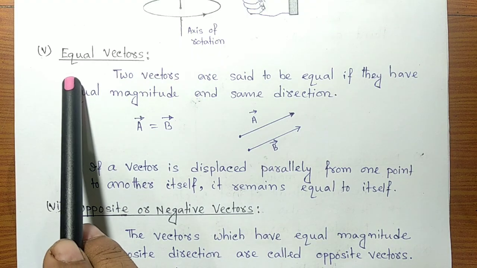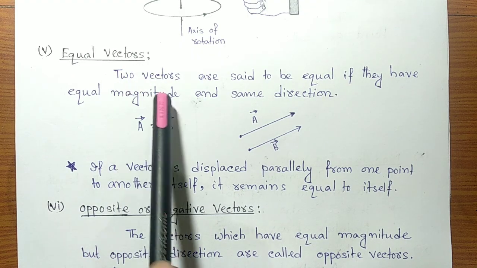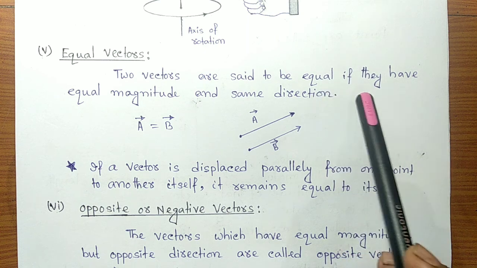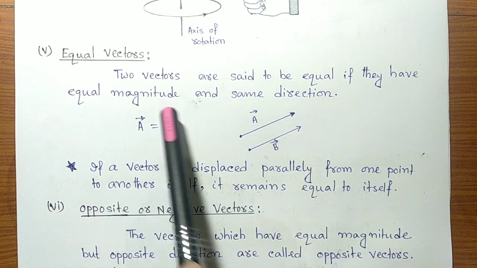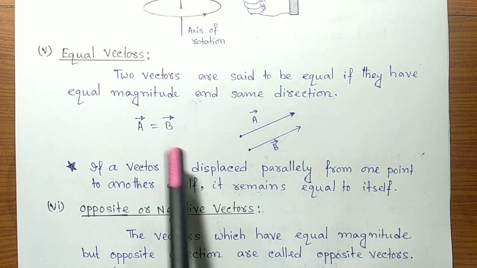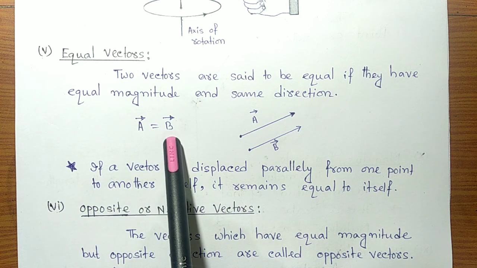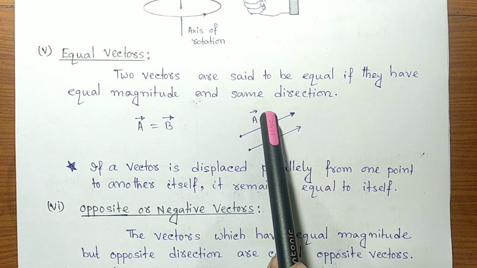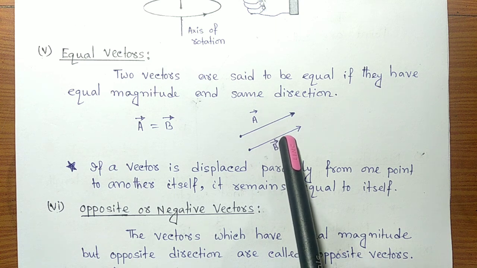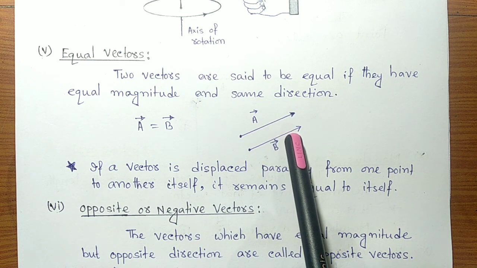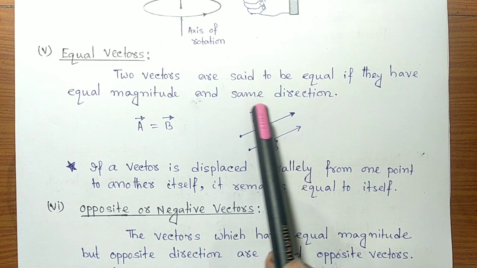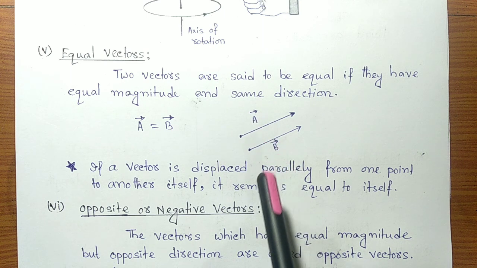Next are equal vectors. Two vectors are said to be equal if they have equal magnitude and the same direction. A vector is equal to B vector when the direction of A vector and the direction of B vector are the same, and also the magnitude of A vector and B vector are the same.